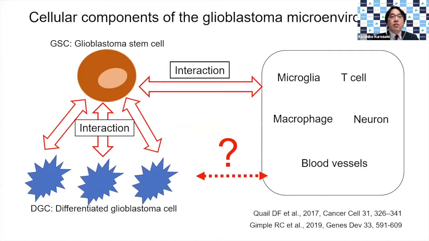So, the cellular components of the glioblastoma microenvironment. Usually glioblastoma stem cells are very famous now, and we are checking the differentiated glioma cells. Then we checked the interaction with microglia, immune cells, and blood vessels, and so on.